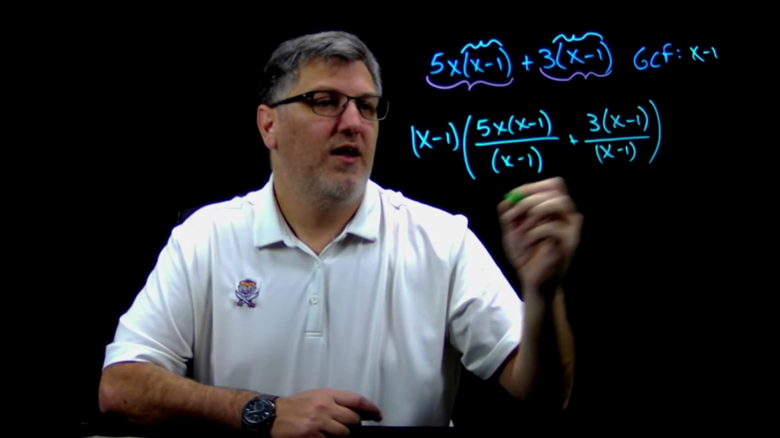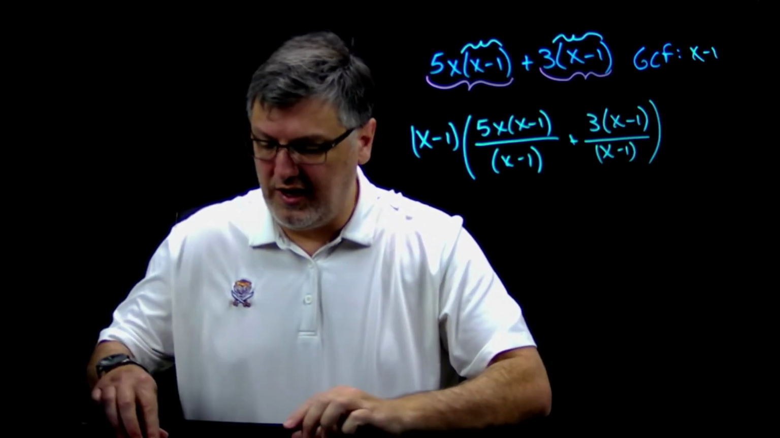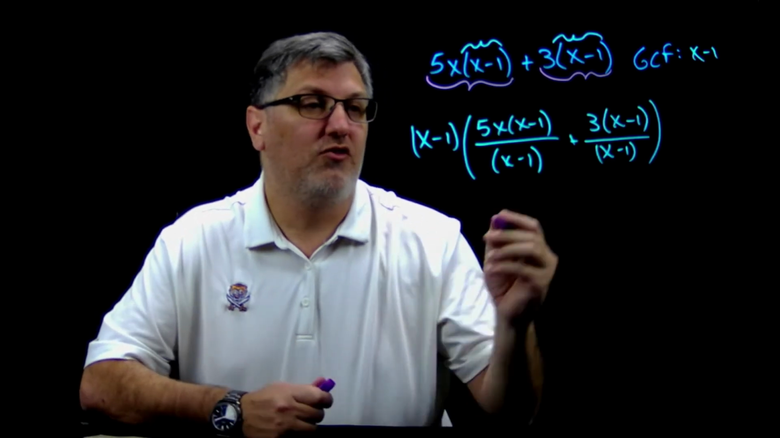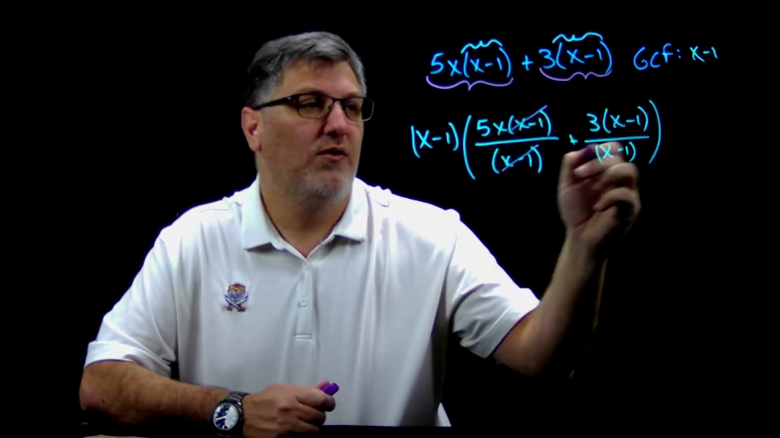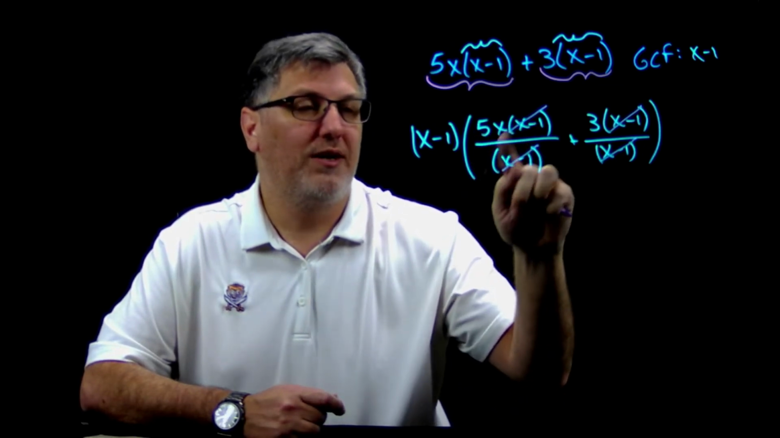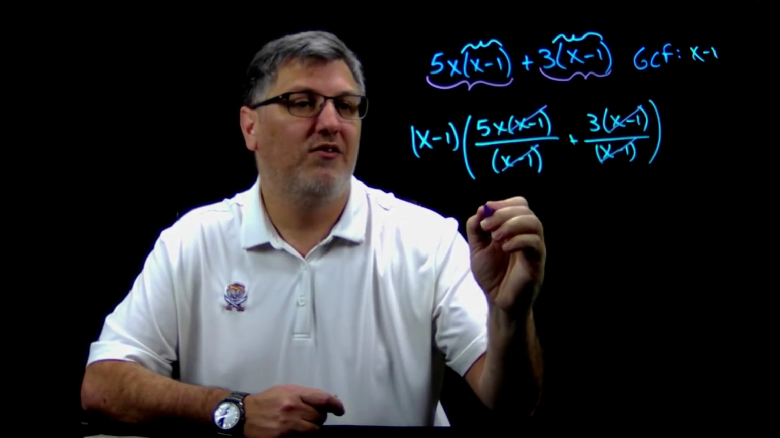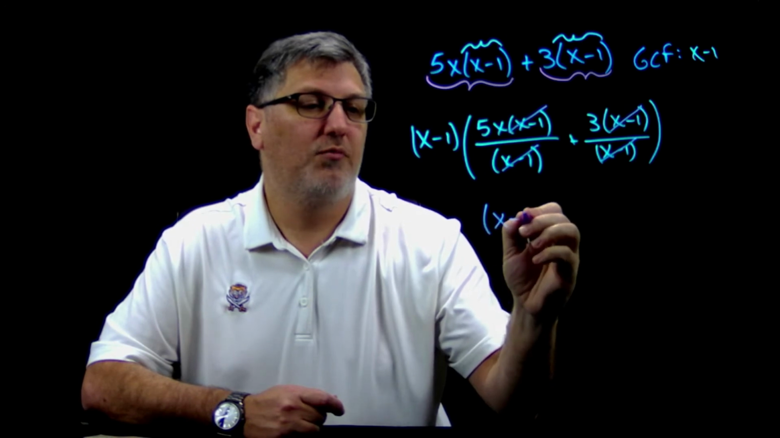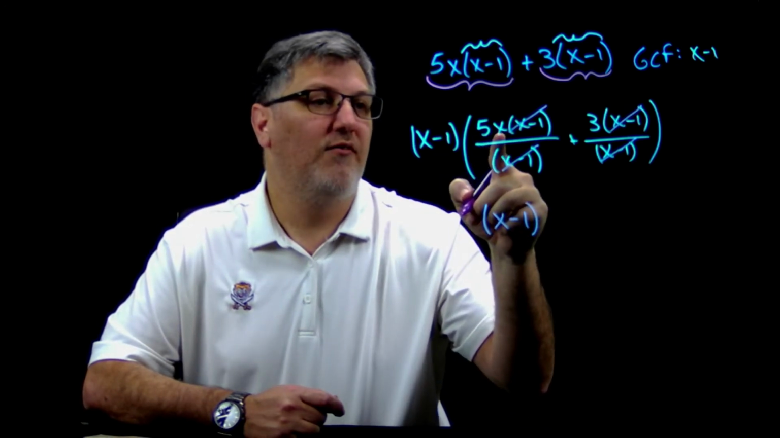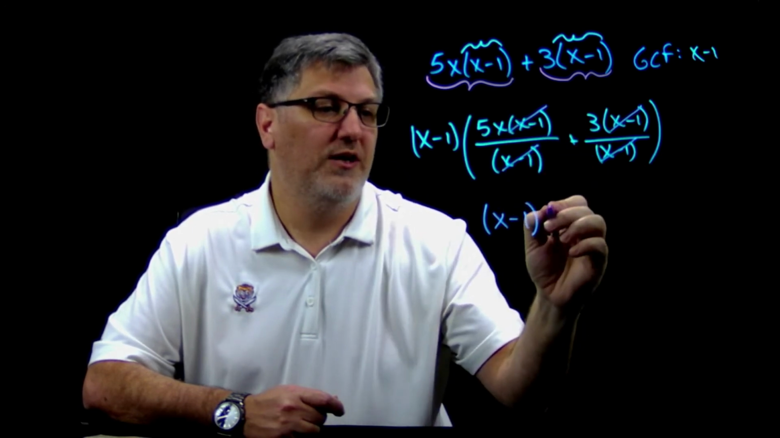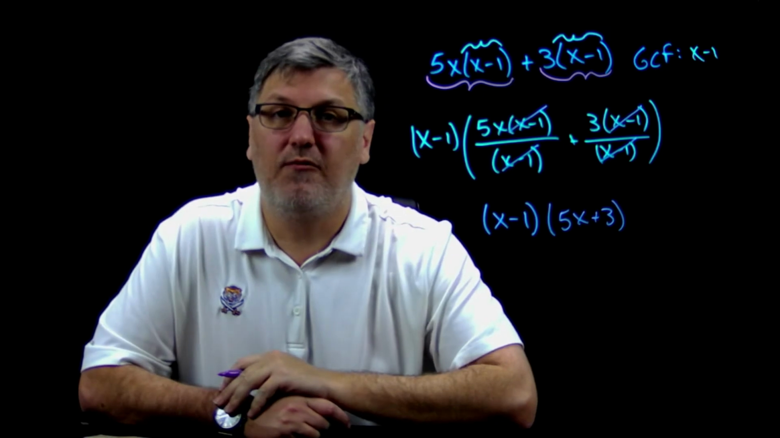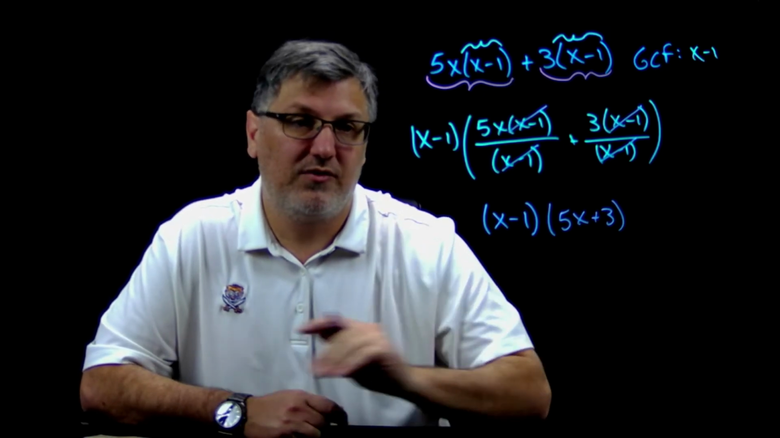And I'm going to ask myself, does anything cancel? Well, when you factor a GCF, something will always cancel. Your greatest common factor will cancel. Eventually, you will be able to do this quick enough where you won't have to write this out, and you'll just be able to jump right to the last step where we have x minus 1, my greatest common factor, and what's going to be left is 5x plus 3. And now you have factored the greatest common factor, something a little bit more complex.